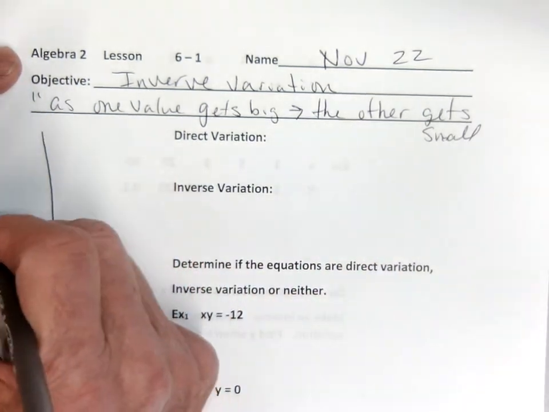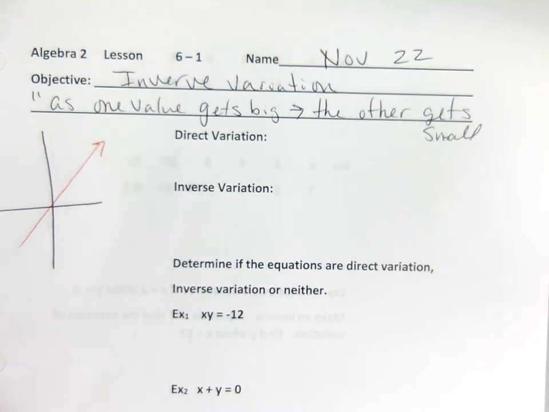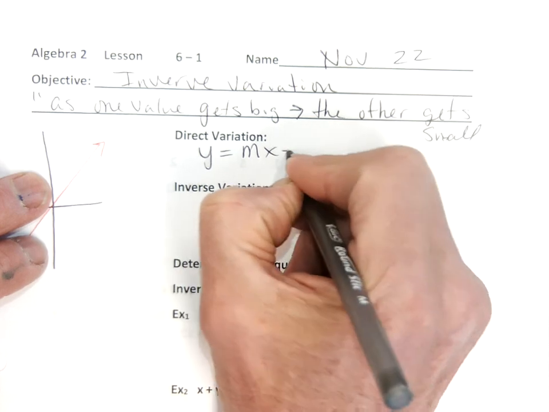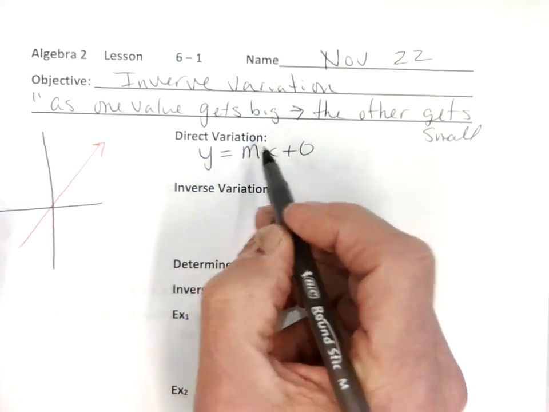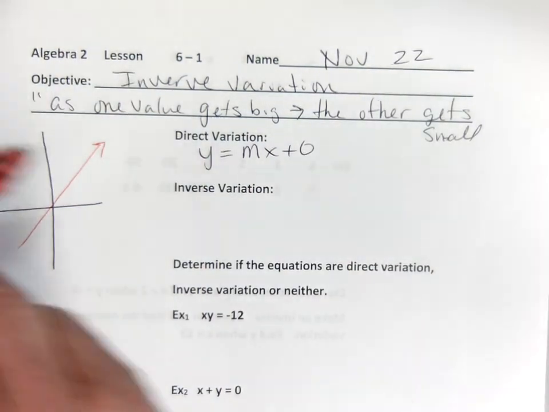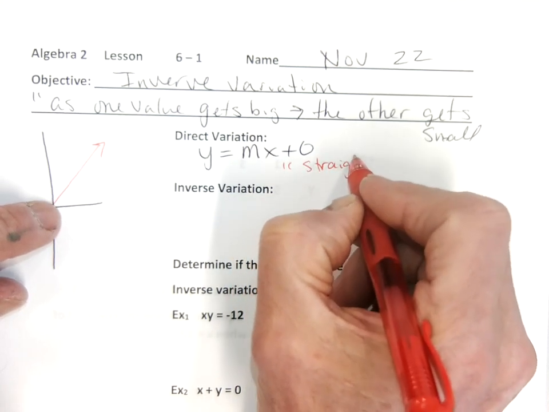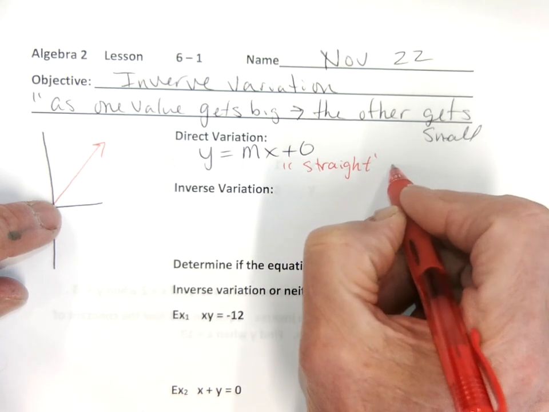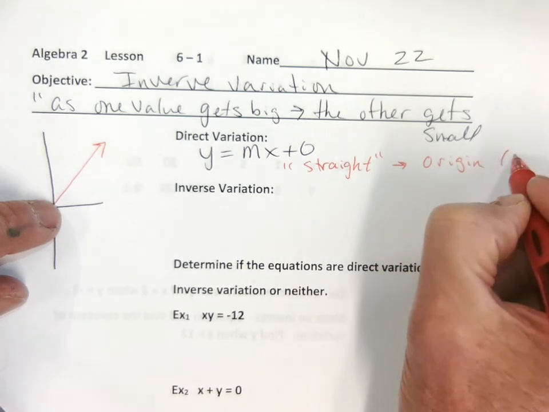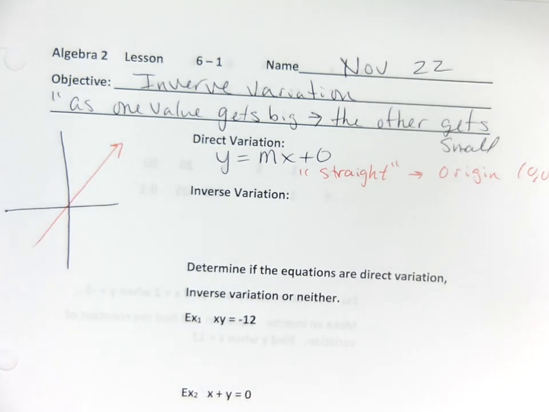And we've seen those. So a line like this, that's a direct variation. So direct variation is kind of like our y equals mx plus 0, okay? They like this symbol k, but to be a direct variation it must be straight, write this down. And it has to go through the origin, which is the point (0, 0), okay? That's direct variation.